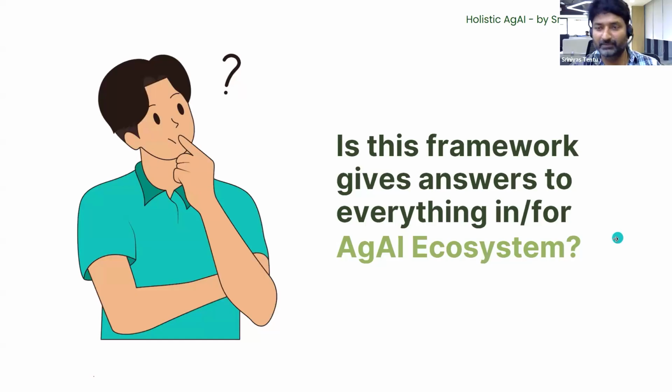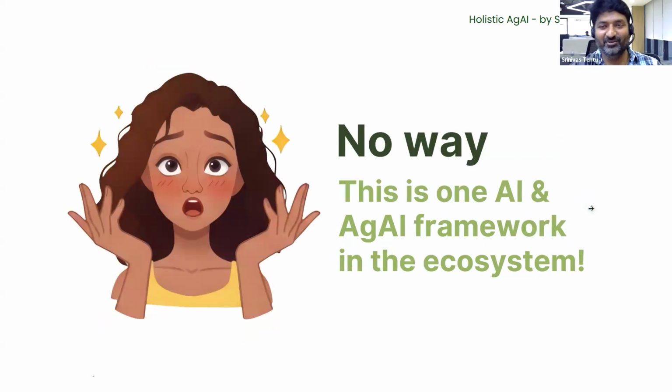Then my question is, maybe someone might be asking, does this framework give answers to everything in an AI system? No, I'm not that ignorant. No way. This is one AI and AgriAI framework in the entire ecosystem. I'm trying to give a shape to agriculture AI. At least someone should be there, and if someone comes with a different framework, and if it is easier, fine. What is the purpose of all these things? Just to make it easy for the common man.